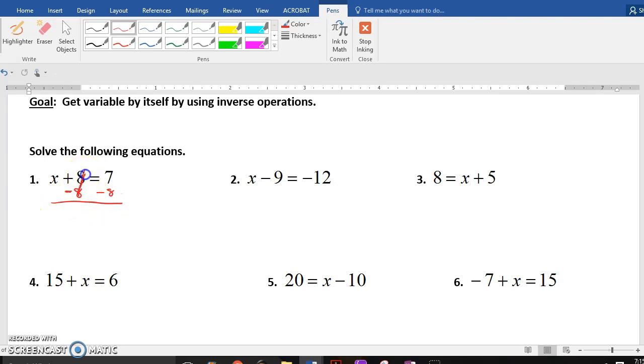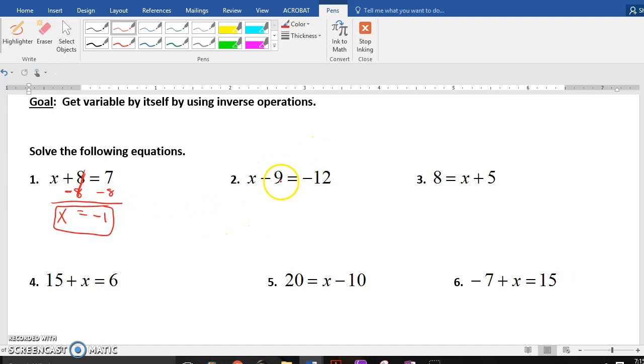Now, whenever you undo addition or subtraction, what you're trying to get rid of should add up to 0. So we're left with x. This adds up to 0. 7 minus 8 is negative 1. And we are done.